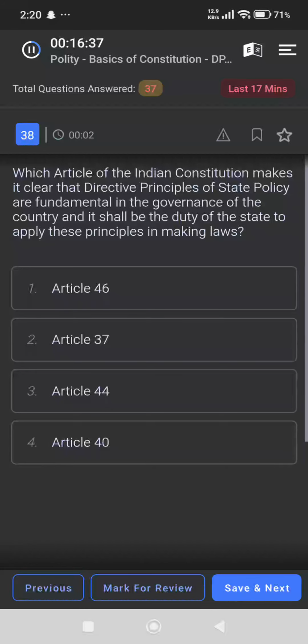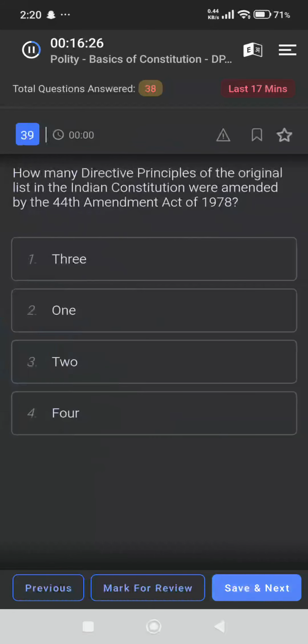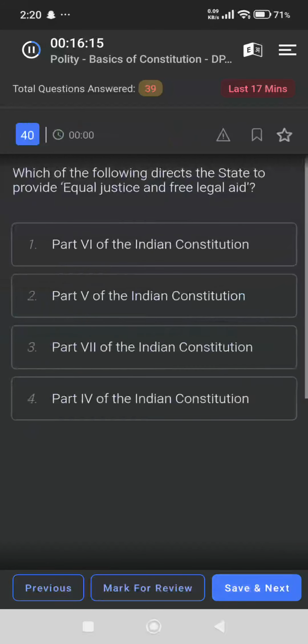Which article of the Indian Constitution makes it clear that DPSP are fundamental in the governance of the country, and it shall be the duty of the state to apply these principles in making laws? Article 37. How many directive principles of the original list in the Indian Constitution are amended by the 44th Amendment Act? Only one. Which of the following directs the state to provide equal justice and free legal aid? DPSP, Part 4.